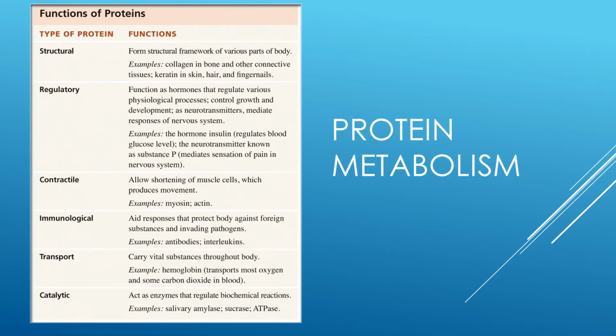This table here just gives a list of different types of proteins and their functions, from structural to regulatory, even immunological. So lots of stuff we've talked about in the past throughout the whole class. So just a nice summarizing table here has everything in one place.